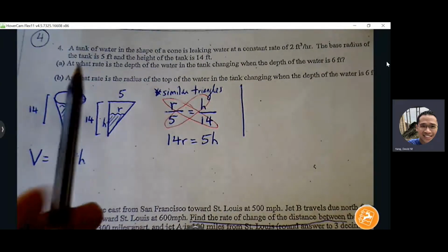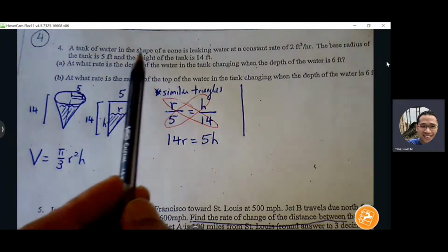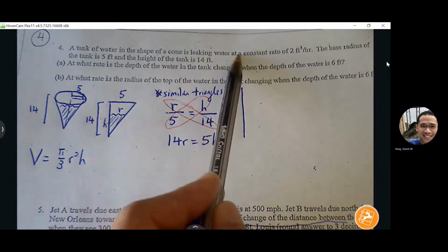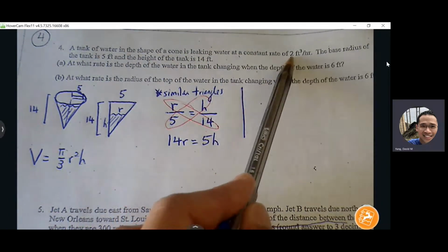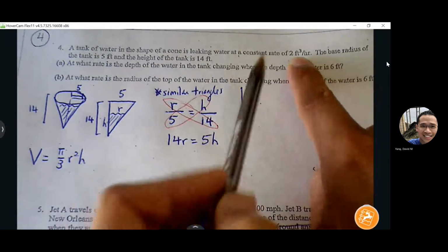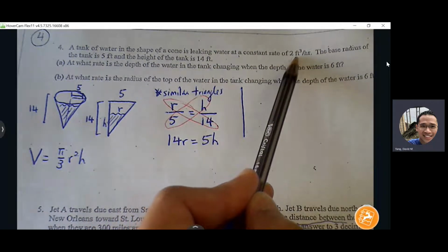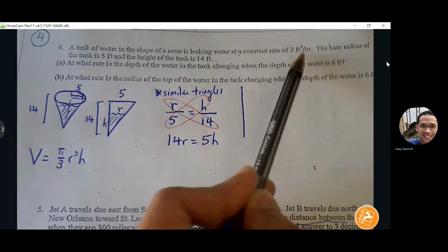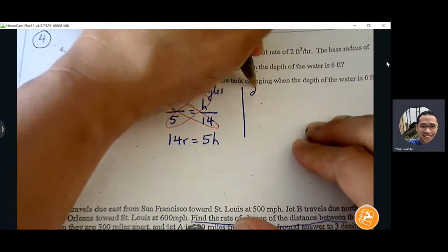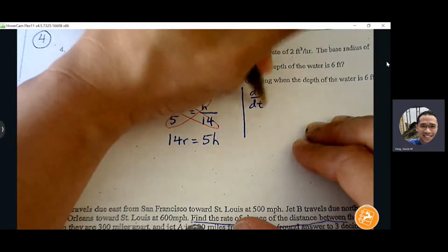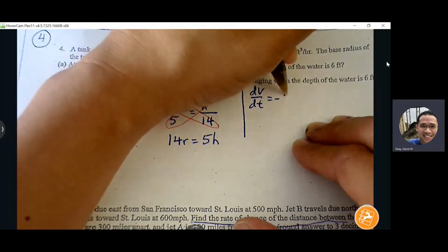And let's go back to the problem and gather some more information. A tank of water in the shape of a cone is leaking water at a constant rate of 2 cubic feet per hour. The hint there is cubic feet. That's volume. Hour is time. This must be talking about dV/dt. Water is leaking out, so a negative rate.